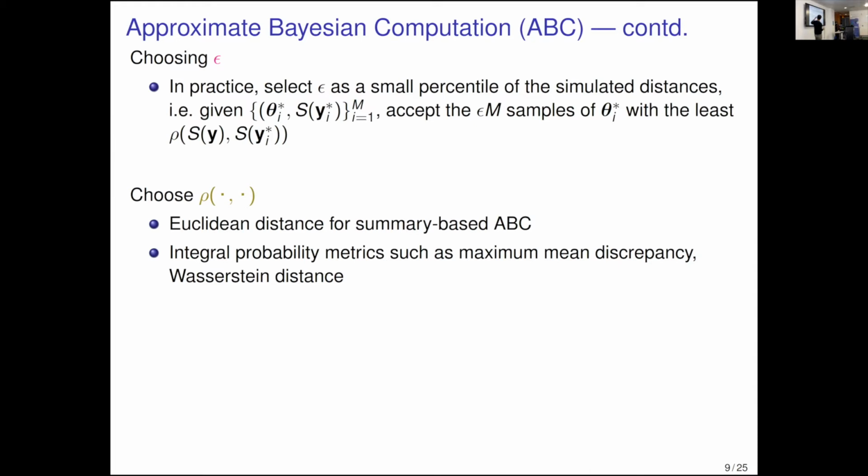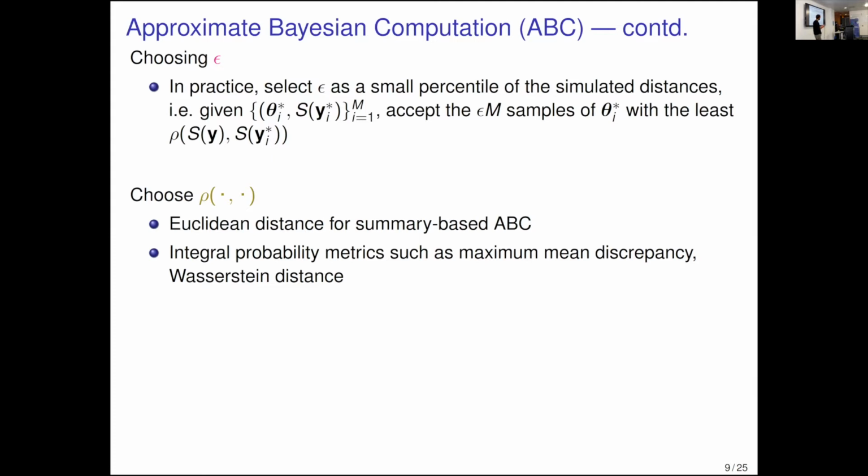The next one is choosing the distance metric. Now, if you already have some statistics that you are computing distance of, people usually use Euclidean distance, but you could also use some distances on the data sets themselves, if you have a suitable kernel for it. So people have proposed the maximum mean discrepancy ABC and Wasserstein ABC.